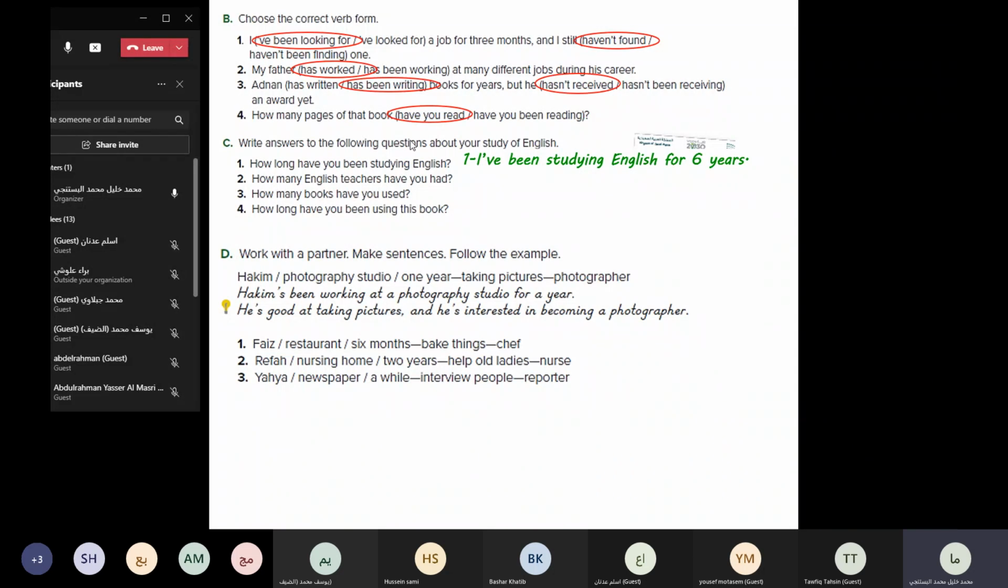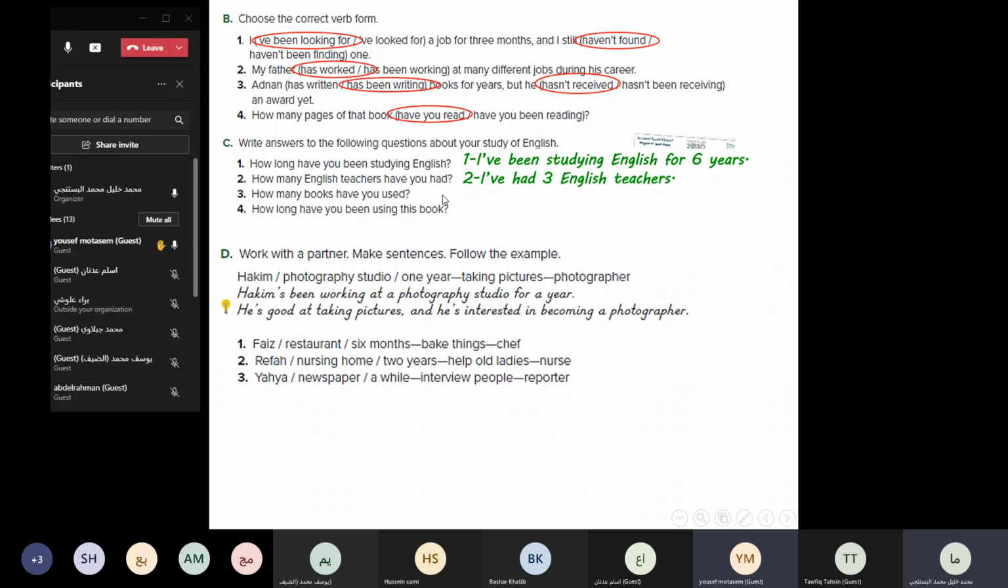Ahmed. How many English teachers have you had? I have two teachers. Good. I have had 3 teachers. Good. How many English teachers? Asking about the number. Yes, Yusuf, number 3.